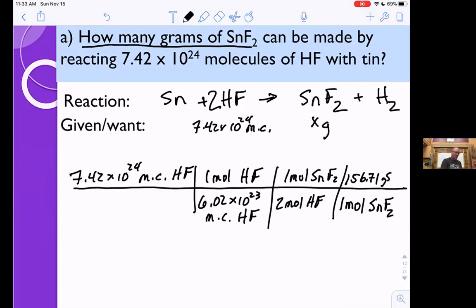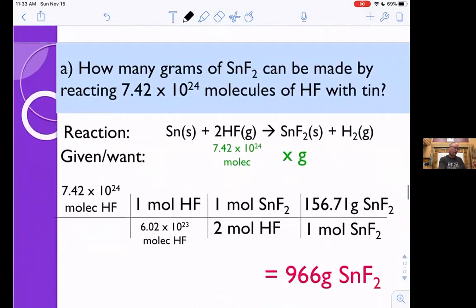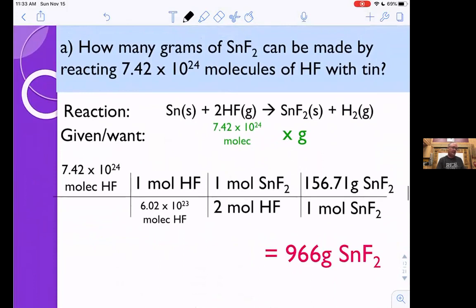156.71 grams of the SnF2. And so if I go ahead and calculate, I get 966 grams of SnF2 as my answer. So this would be going from representative particles through our mole roadmap all the way to mass of our product. Okay, cool, let's check my work. Going to 966, yay, look at that.